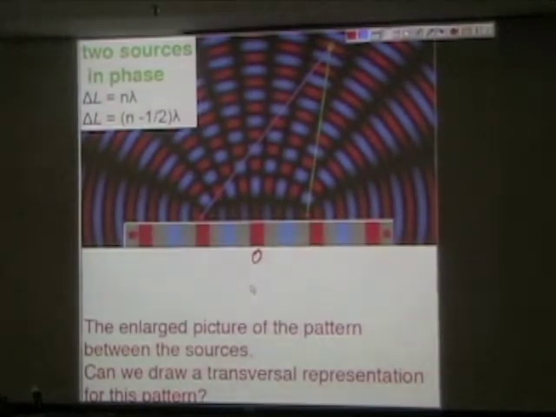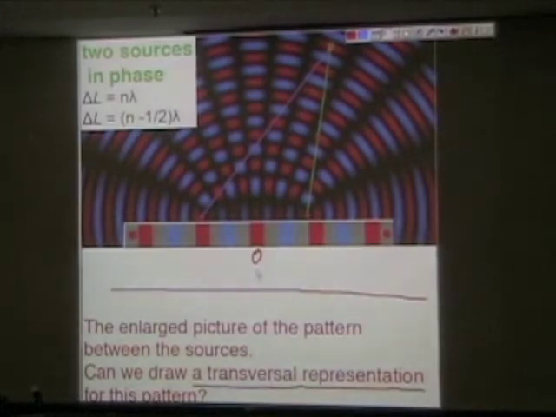Well, this question says, draw transversal representation. So that's probably the easiest way to approach a situation like that. So maximum, minimum, maximum, minimum, maximum, minimum, 0, again, and again. Again, this is a snapshot. It is happening now at some instant.